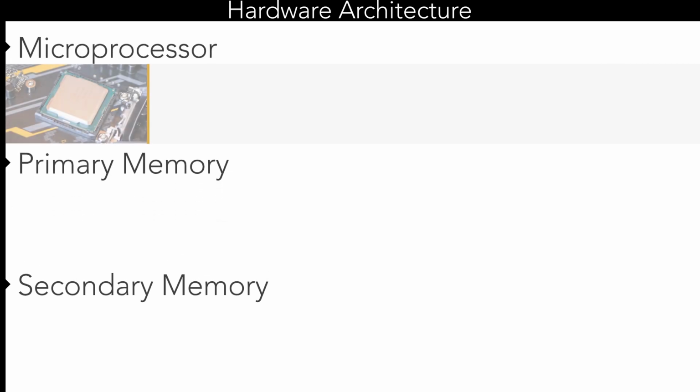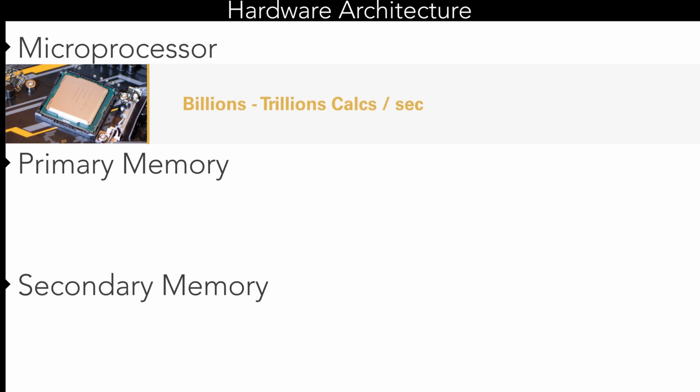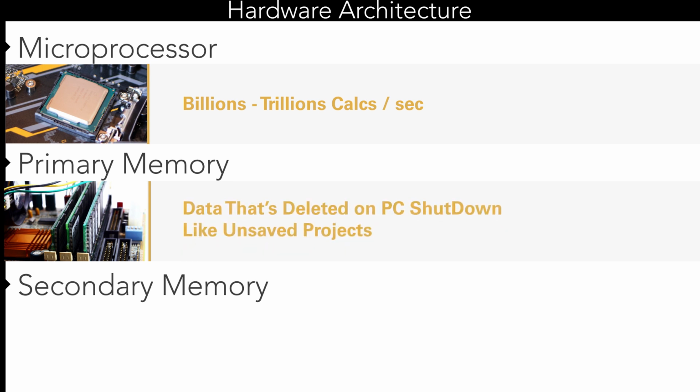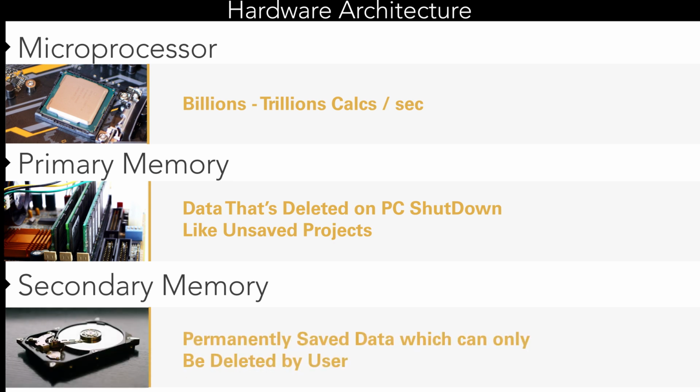The microprocessor is the main component which can perform billions to trillions of calculations in just a second. More precisely, it asks primary memory, which is RAM, what's next, billions of times in a second. Primary memory or RAM is a component that handles our primary data, which gets deleted when the computer is shut down. Secondary memory is the hard disk, which has all of our data that is saved even after the computer is shut down, until we delete it ourselves.